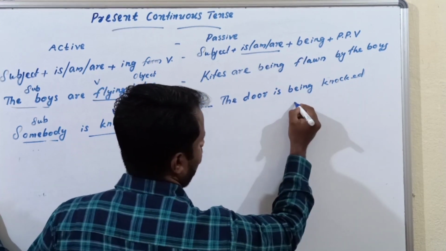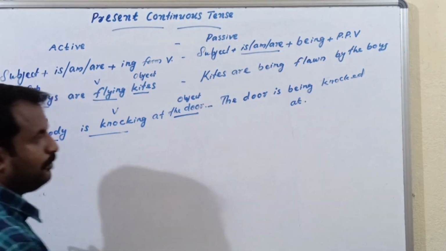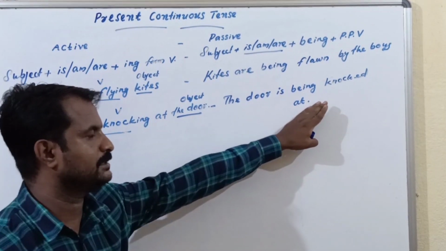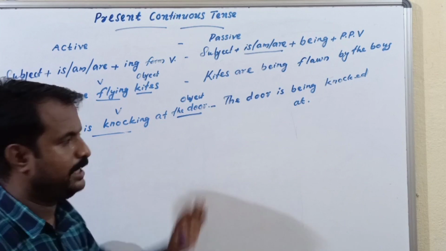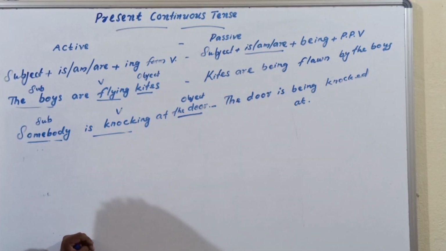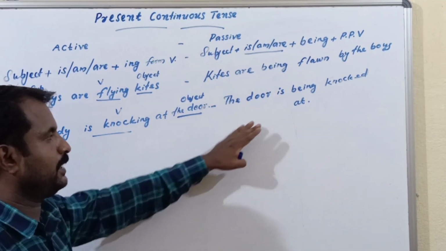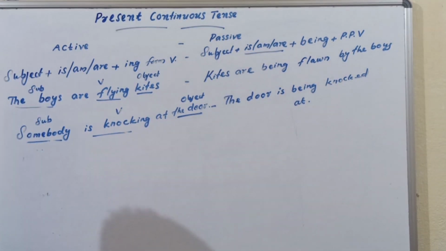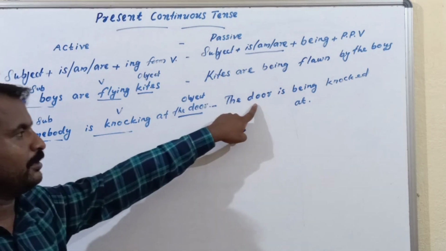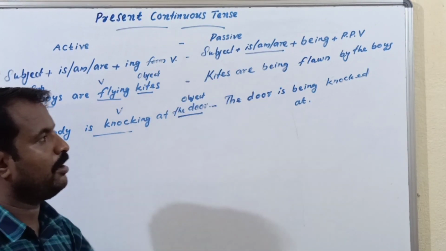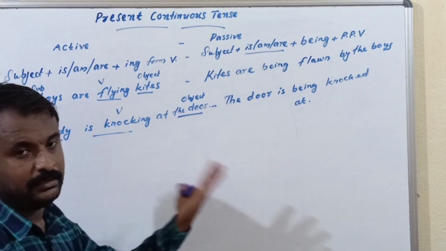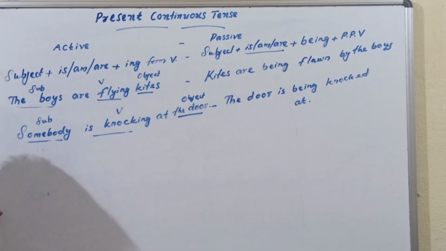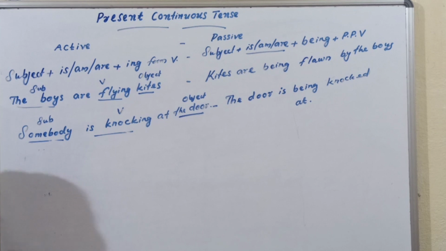K-N-O-C-K-E-D, knocked at. And that means here the agent is not compulsory. If you write by somebody, it is also correct. Grammatically it is correct, but it is a stylish English. It is better not to use it if you don't know the person. Here we are giving importance to the object. The door is being knocked at. Okay, clear? Okay, let us go for an interrogative question.